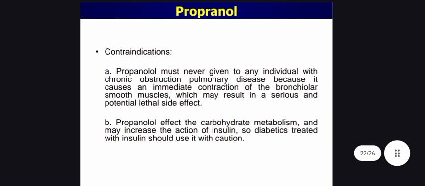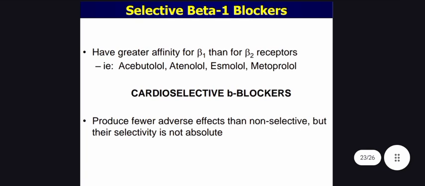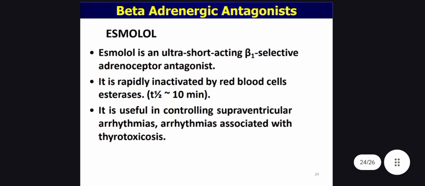Now, so what's the preferable choice? The preferable choice is to use the selective beta-1. We call them cardio-selective because we said the beta-1 is the one mainly in the heart. We have acebutolol, esmolol, and metoprolol. Let's talk about differences between two of them. Esmolol is a very short-acting drug, ultra short-acting, and it gets inactivated in our body within 10 minutes.